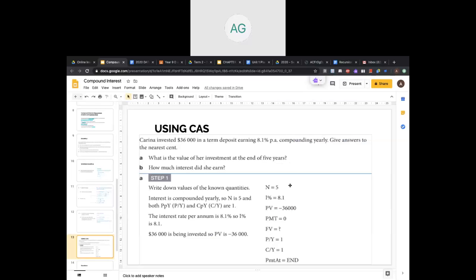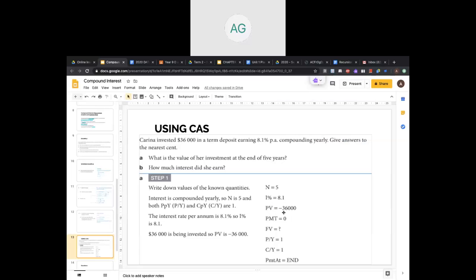So if you go to your CAS calculator, to your calculator page, go to the menu and then go to the finance solver, and you will see all that there. So N is the time period. So end of 5 years, so N, you write that as 5 there. Interest rate is 8.1 yearly, you just write 8.1 here.